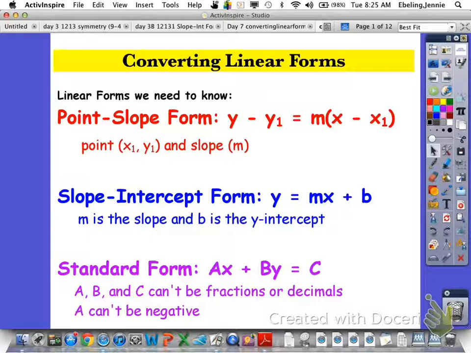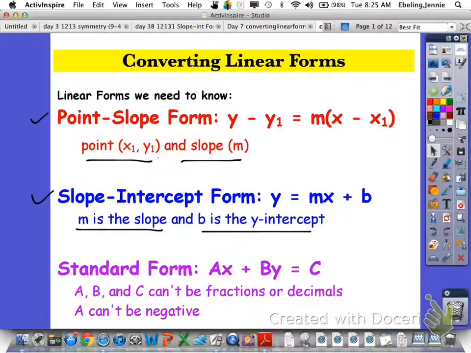We've talked about the first two. Here we go, point-slope form: y minus y1 equals m times the quantity x minus x1. This is where you know the point and you know your slope. Now slope-intercept form we've also talked about, and that's y equals mx plus b, where m is the slope and b is your y-intercept.